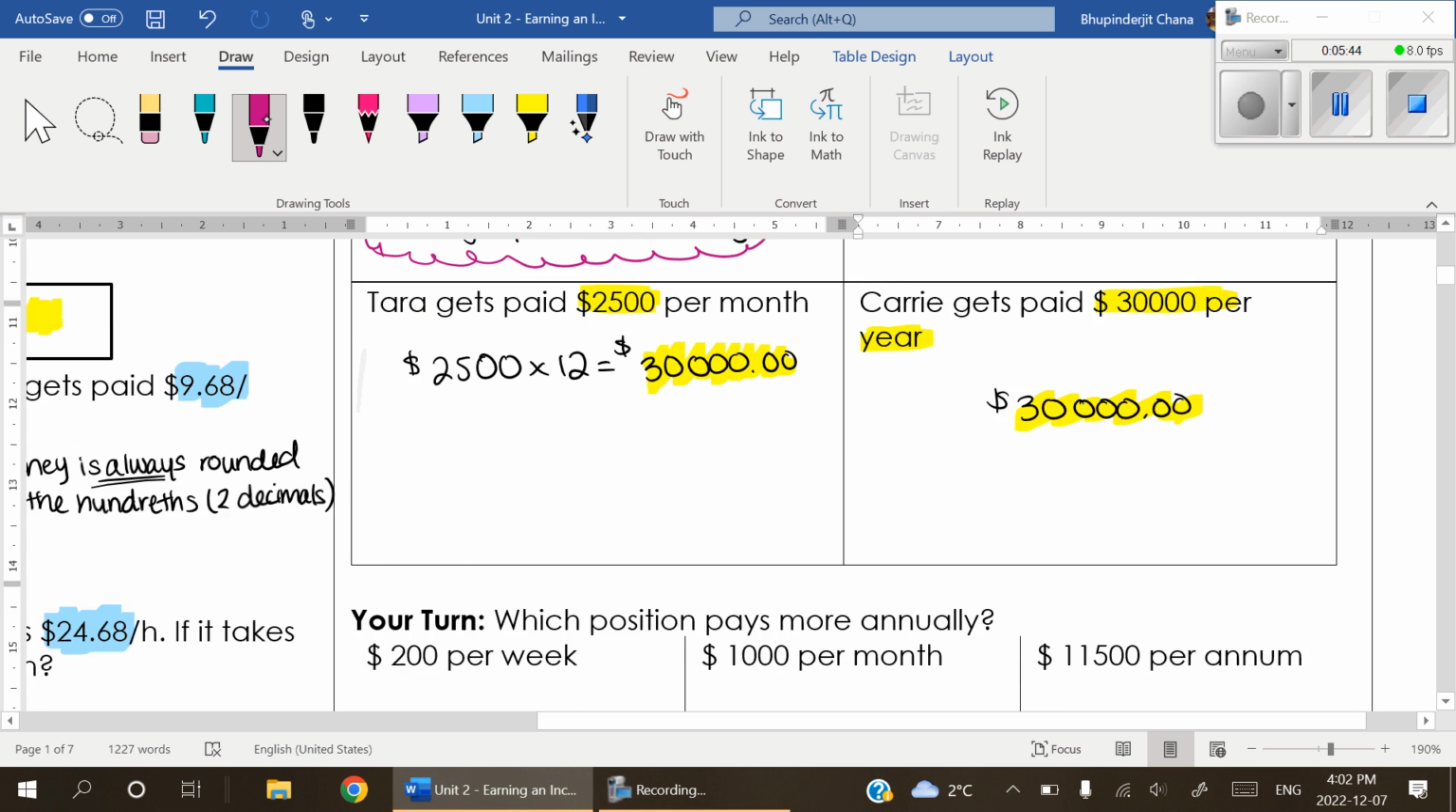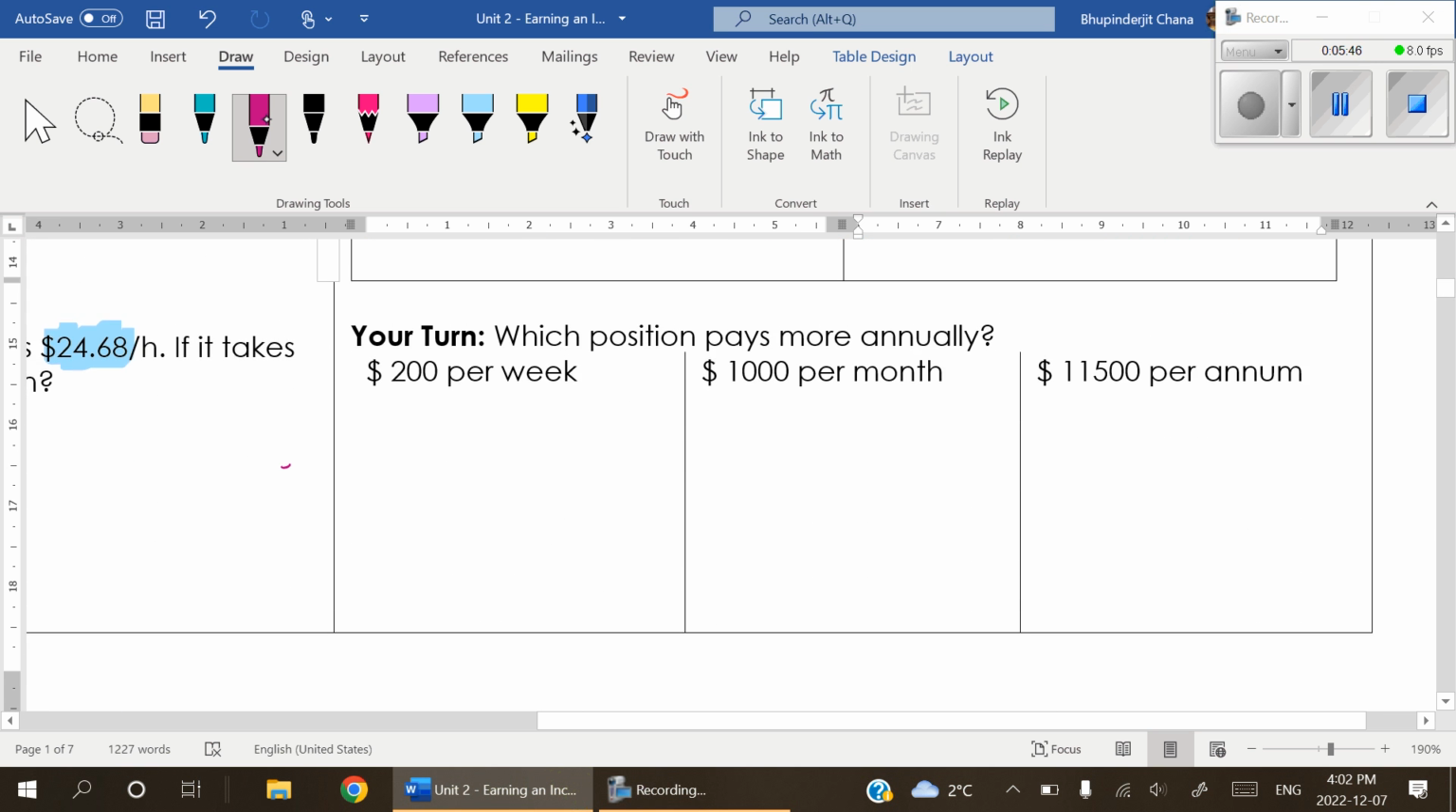All right, we've got one for you to try here on your own. Which position pays more annually? So you're going to have to convert all of these into yearly pay and then decide who gets paid more. Okay, and then put your answer into D2L.